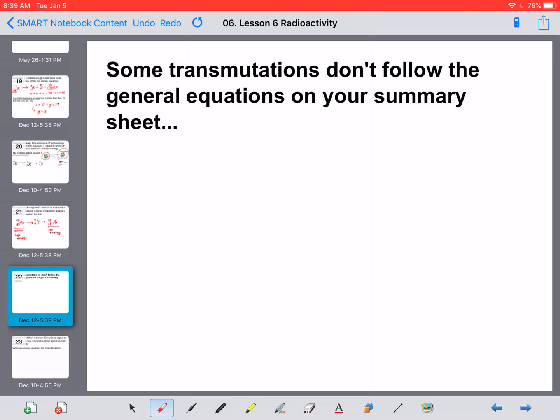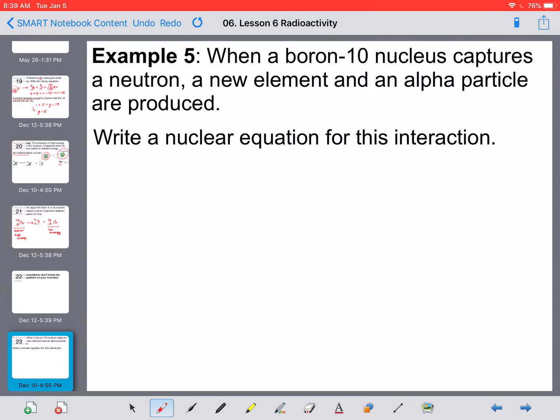All right, so the radioactive decay lesson continued. Some transmutations are not straight alpha decay, beta decay, or gamma decay. Some of them don't follow the pattern that we were just practicing. So here's a few like that, just to show you how to deal with it.